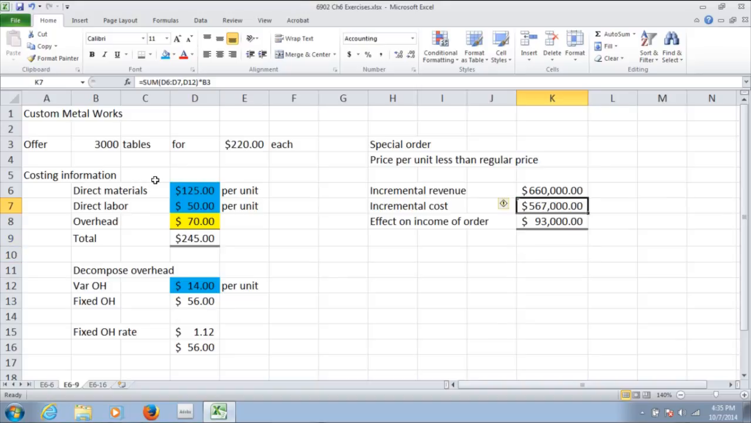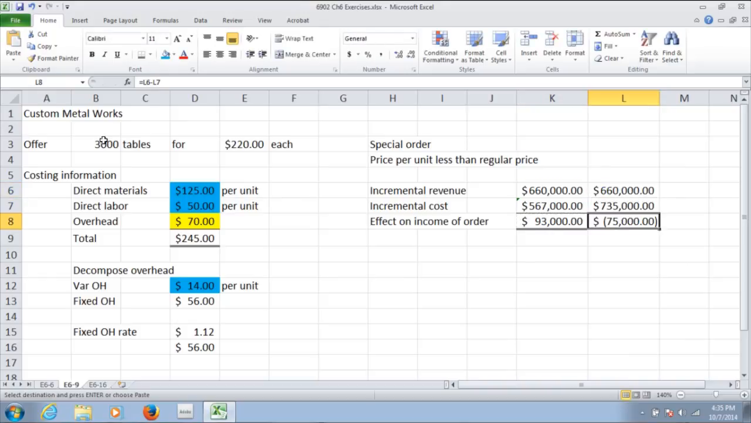Now, in contrast, if we took the $245 that they calculated before and multiplied that by 3,000, notice that we would report a loss of $75,000. By producing and selling 3,000 more units, we would be acting as if the fixed cost would be increasing as well. So we have to be very careful as far as this is concerned.